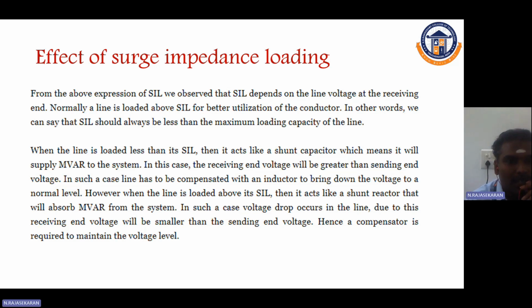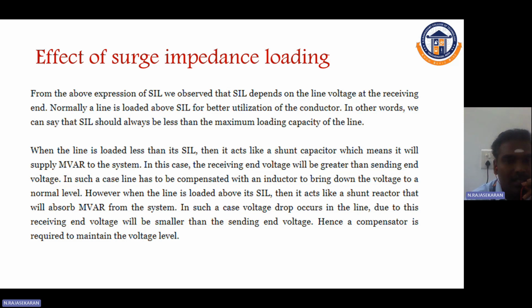When the line is loaded lesser than surge impedance loading, then it acts like a shunt capacitor, which means that it will supply MVAR to the system. In this case, the receiving end voltage will be greater than the sending end voltage. In such cases, the line has to be compensated with an inductor to bring down the voltage to a normal value. So this is the problem when the line is loaded lesser than surge impedance loading level.